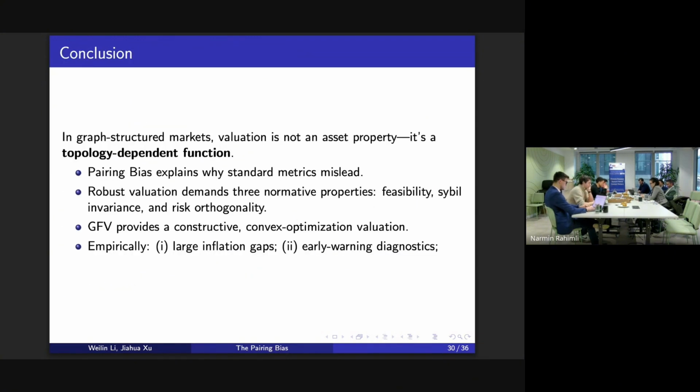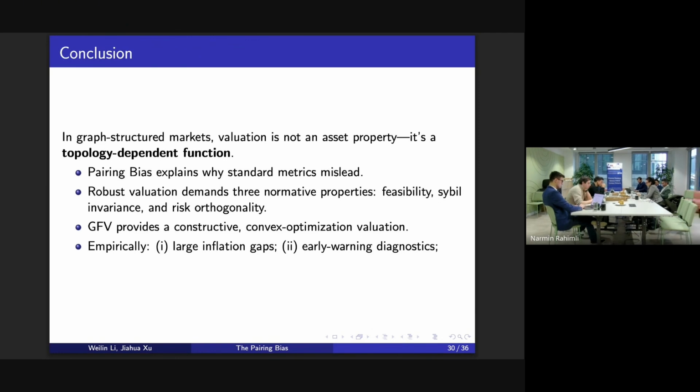So lastly, the conclusion is that in these graph structure markets, if you really apply the standard metrics, you will face a double counting problem that is caused by both liquidity bottleneck and price volatility transmission. And we do provide a solution, a robust valuation framework for graph structure markets, and we empirically validated our results and our solution. That's it.